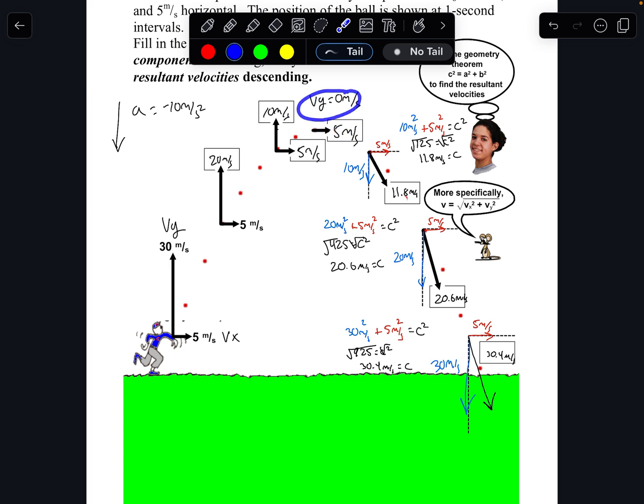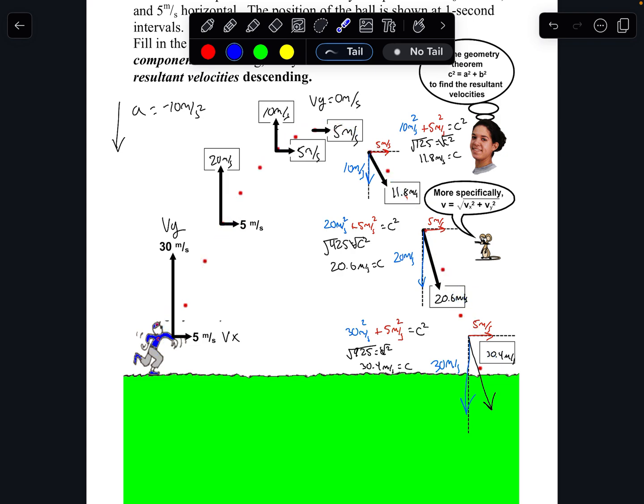So vertically we stop. On the back end, we're going to speed up. We're going 30 down, 20 down, 10 down, 20 down, 30 down, which means if you combine that with the 5 meters per second, we're going faster and faster and faster. The result is a parabola. Slow down, stop, speed back up. It gets very vertical at the beginning, and then very vertical at the end.